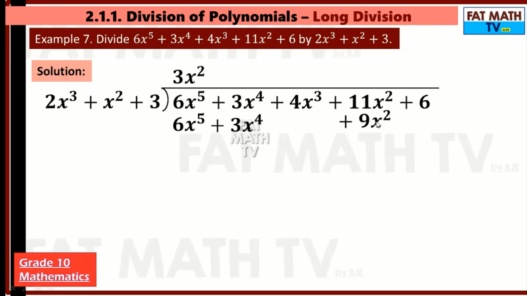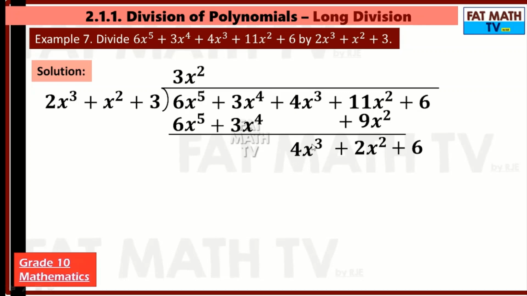But I have to put 9x squared here, aligned with 11x squared, since we can combine them. We can subtract. So if we subtract, this is going to be 0, 0. What are we going to do with this? We will just bring down. And then 11x squared minus 9x squared is positive 2x squared. You can bring down 6 here.